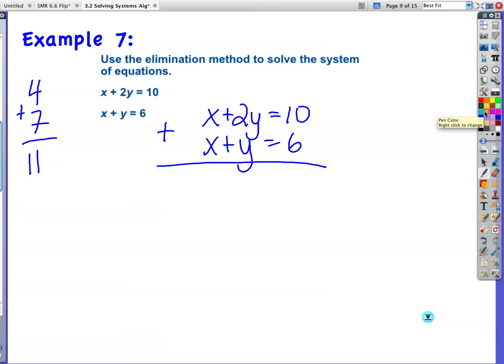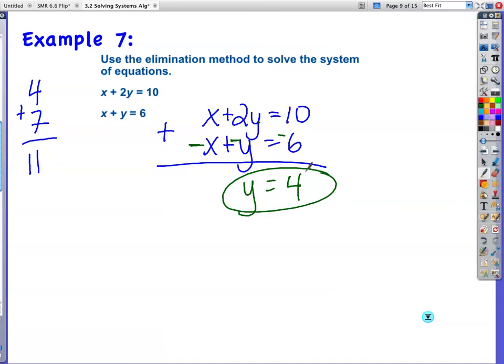However, if I change my signs on just one of these equations, like this, take this entire equation times -1, which in my world is switch, switch, switch. Now if I add column y's, I have x plus -x is 0. Well, I'm not going to bother writing 0. 2y plus -y is y. And 10 plus -6 is 4. So I have y equals 4.